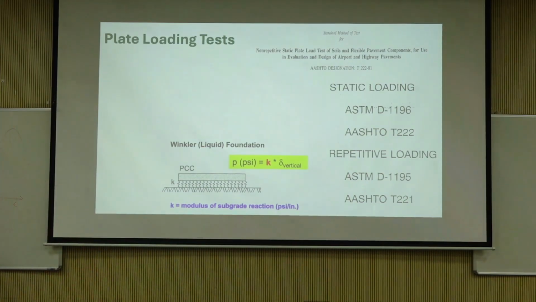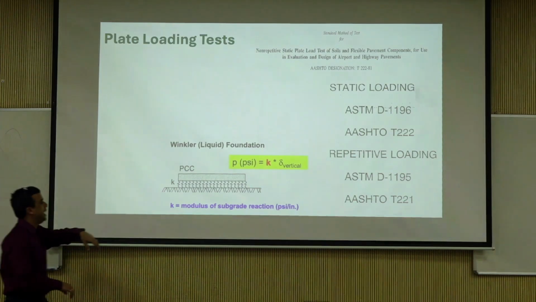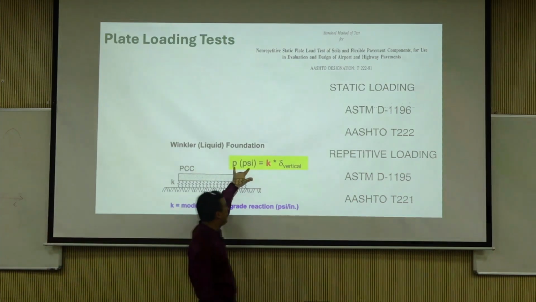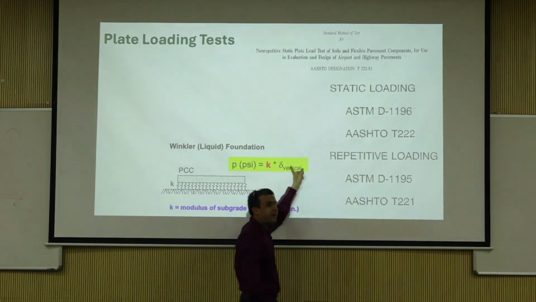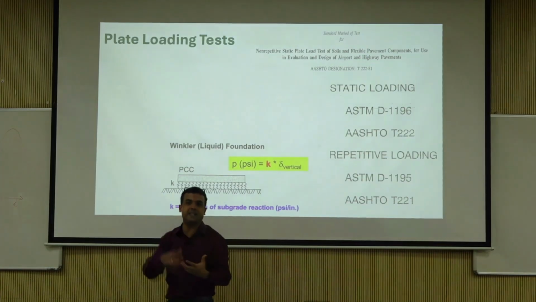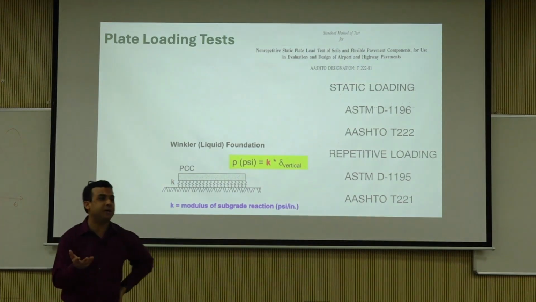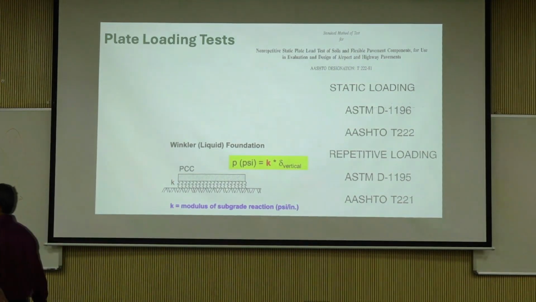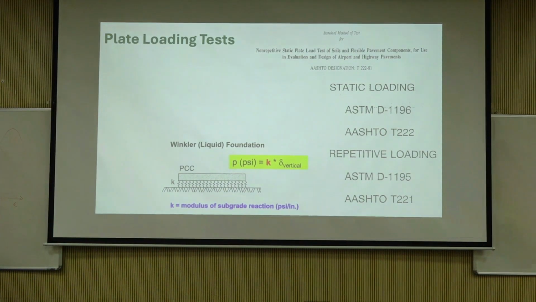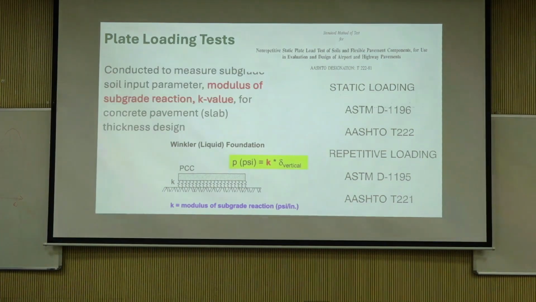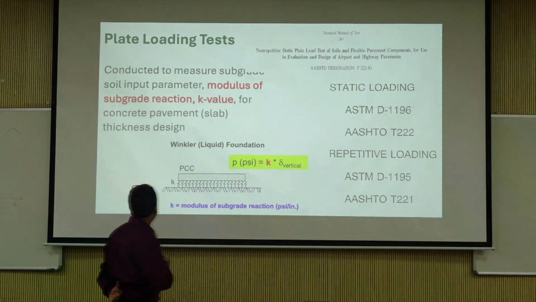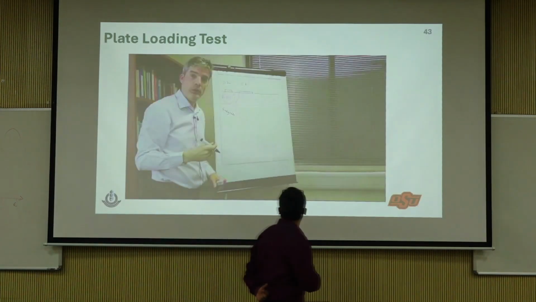We talked about this yesterday. So pressure is equal to K multiplied by deflection. So the unit is PSI per inch or PCI, pounds per cubic inch, or Newton per millimeter cube, right? It's conducted to measure subgrade soil input parameter for concrete pavement and slab thickness design.